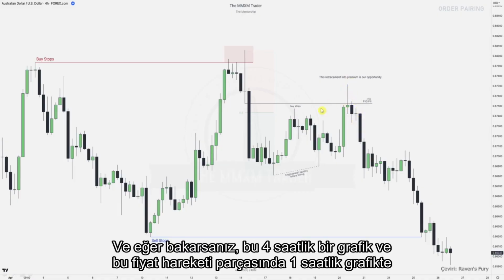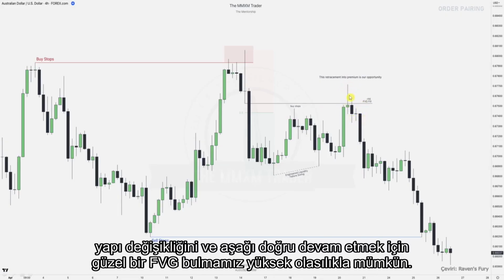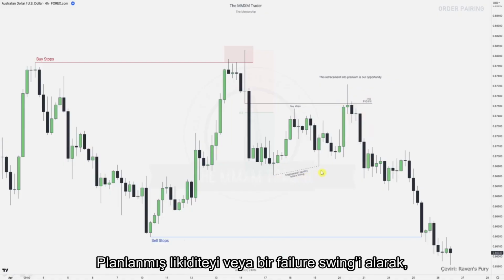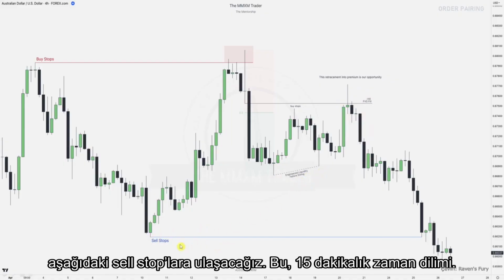And this is a 4 hour chart, and in this piece of price action on a 1 hour chart, we can very highly likely find a structure shift and a nice fair value gap into premium to continue down lower, taking out this engineered liquidity or a failure swing, and then eventually into these sell stops down here.